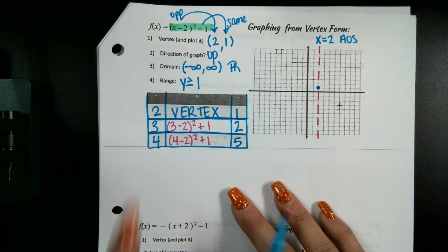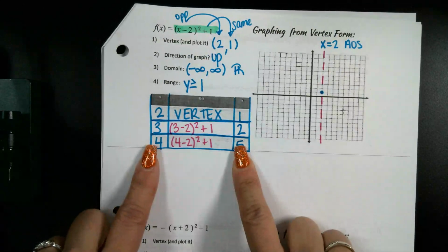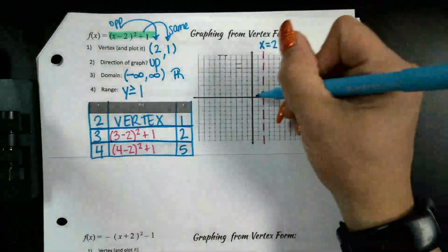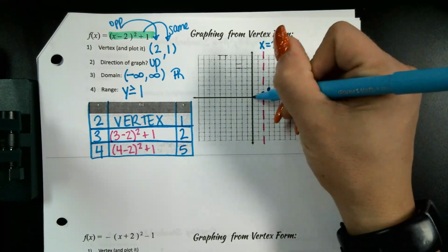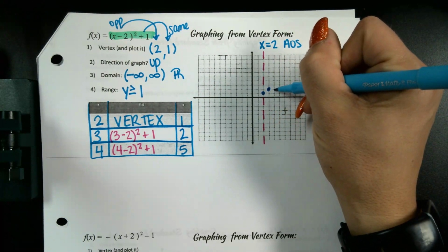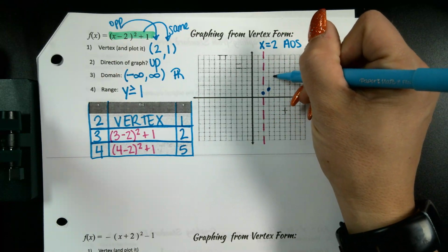Okay, so now we're going to plot 3, 2, and then we're going to plot 4, 5. So I'm going to go over here. I'd go right 3 up 2, and then right 4 up 5. 1, 2, 3, 4, 5.